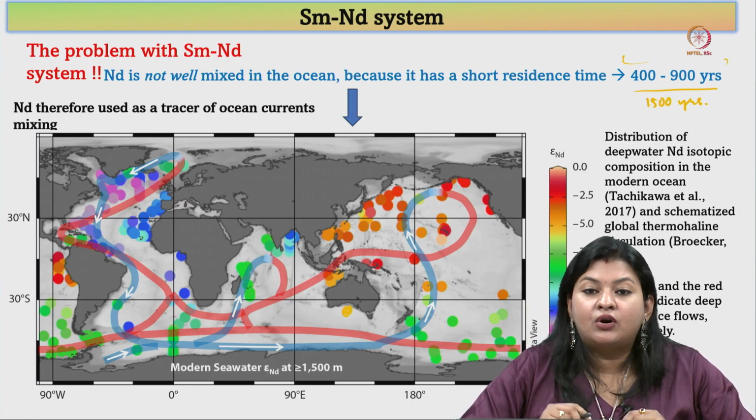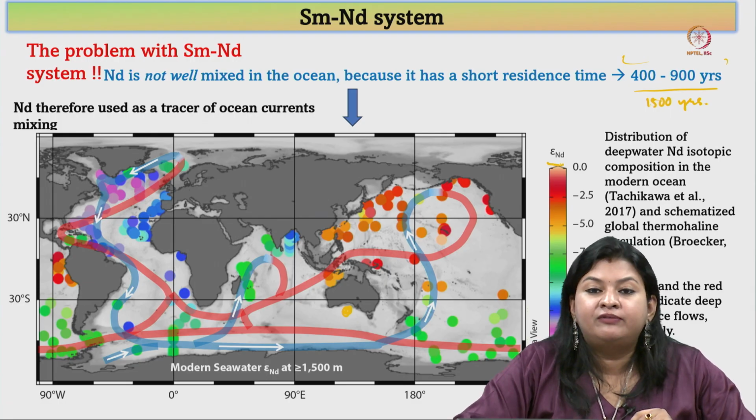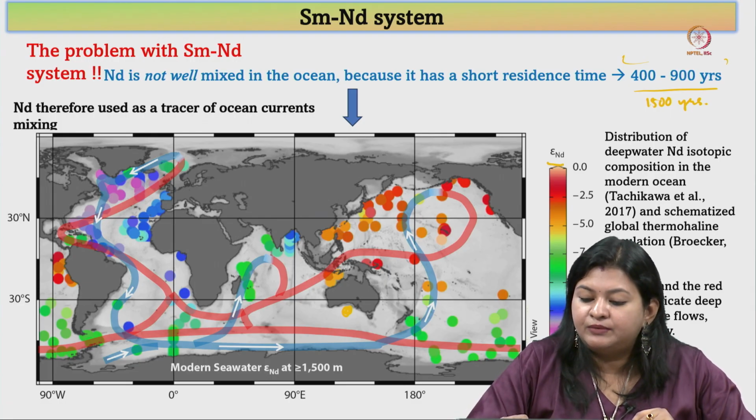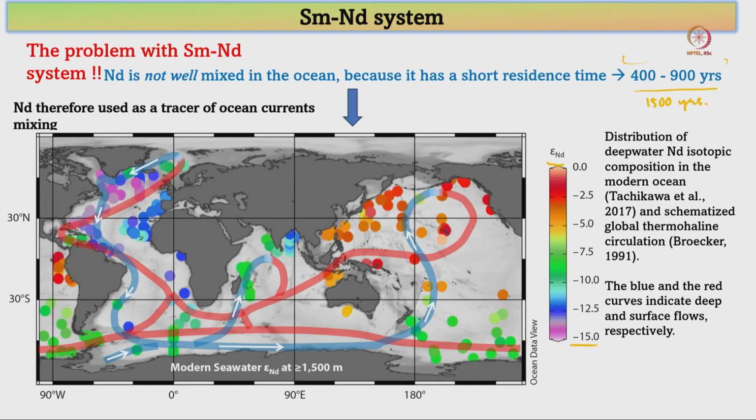In this plot we are seeing some dots. These dots give us the epsilon neodymium value. As you can see, it can vary from 0.0 to minus 15. That means more and more crustal signature, and this is more and more mantle signature. It has been plotted with the global ocean currents, because that also determines how the isotopes are mixing, and how different regions have a particular signature.